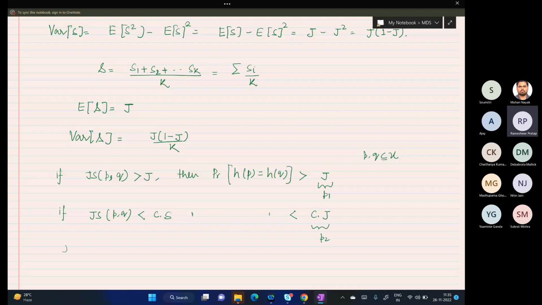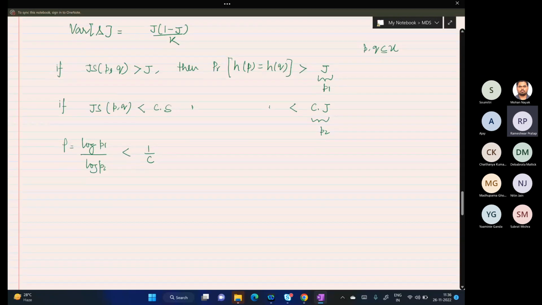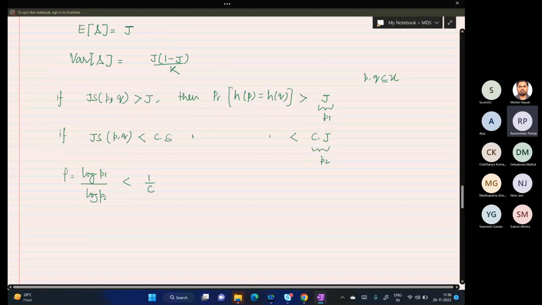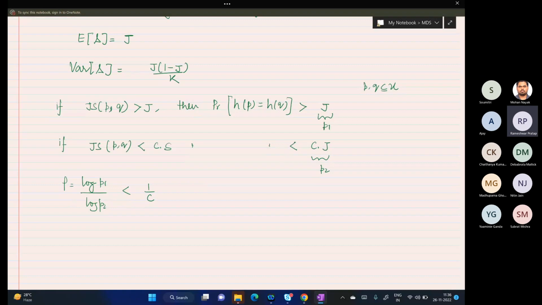And again, rho will be, if we calculate log P1 by log P2, this will turn out to be 1 by C. Right. So again, we get roughly the same guarantee that we get in case of SimHash. So we can put this MinHash in the framework of LSH, and we can solve the approximate near neighbor problem for sets and Jaccard similarity.